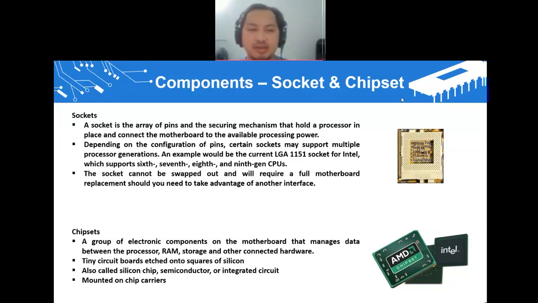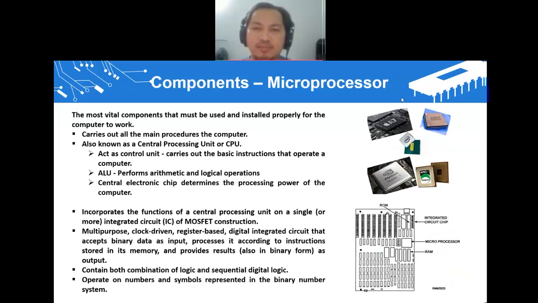And the next component is the chipset. A chipset is a group of electronic components on the motherboard that manage data between the processor, random access memory, storage, and other connected hardware. It is a tiny circuit board etched onto a square of silicon. We also call a silicon chip a semiconductor or integrated circuit, usually mounted on a chip carrier. The next component is the microprocessor.